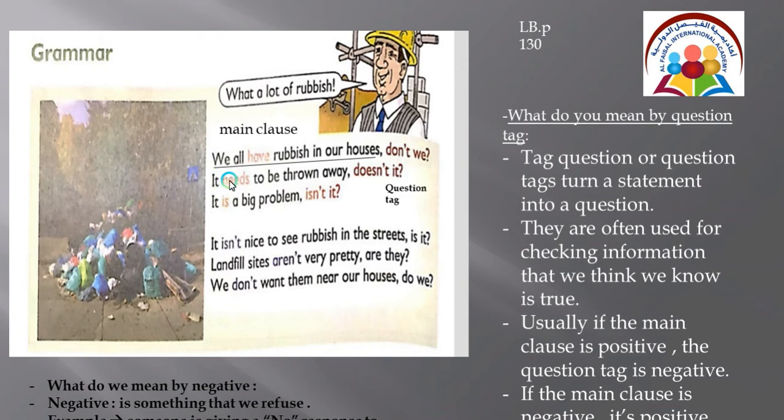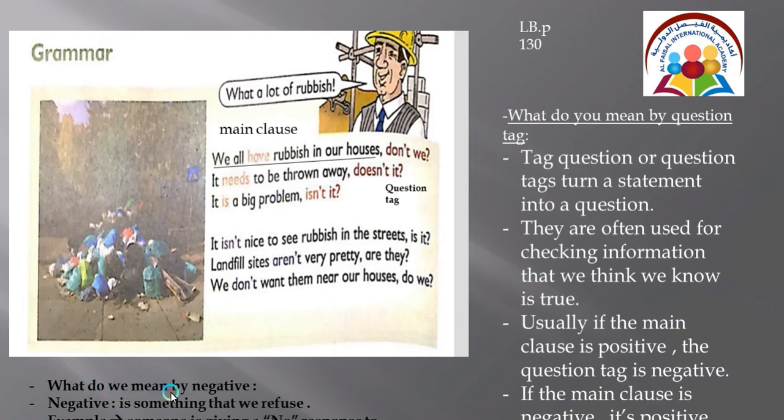Let's see. It needs to be thrown away, doesn't it? It needs, as you know, needs here talking about present, and we have singular. If it's singular here, we have to use does, not do. But because here we have the statement not negative, we will keep the question tag negative.